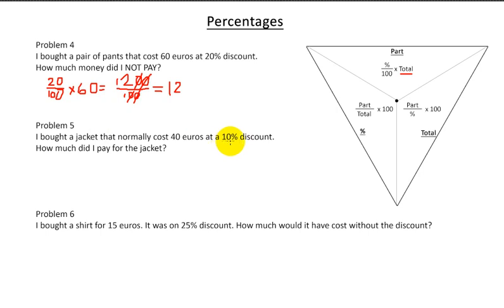I can either find 10% of 40 and then subtract it from 40, or I can say, well, since it's a 10% discount, that means I didn't pay 10%, meaning how much did I pay? 100 take away 10 makes 90, so I paid 90% of the jacket. And then I could go and find 90% of the 40. So let's say I want to find 90% of 40.